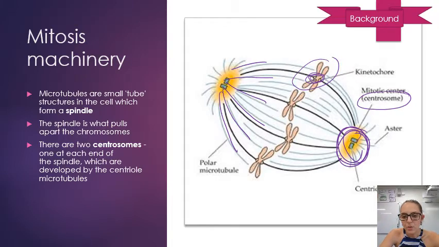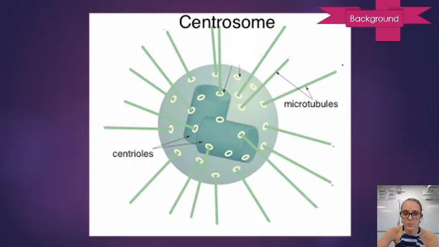The microtubules extend out and attach themselves to the centromere so that when the spindle contracts, it's going to pull apart the two chromatids and take one to each side. The whole structure is called a spindle, and the spindle is made up of these microtubule fibers that extend from the centrosome.